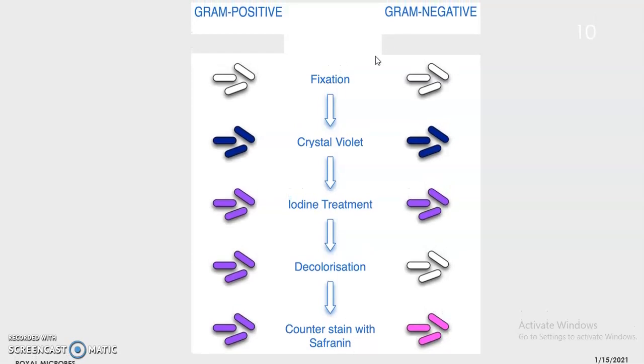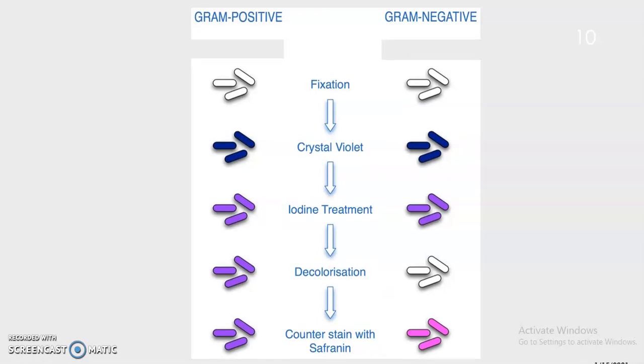In the procedure, first we can see the fixation process. That is, first we are making a smear, then after that it is fixed, then we are adding crystal violet. On fixation, these are colorless. On adding the primary stain crystal violet, they will take the color of crystal violet. Then on Gram's iodine treatment, the crystal violet iodine complex will be formed.